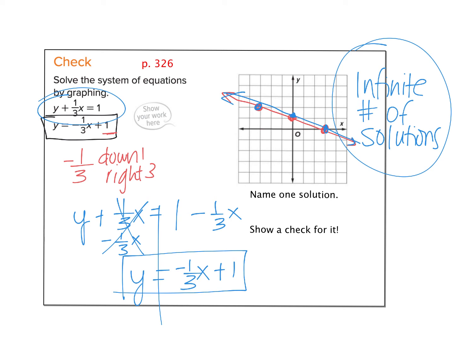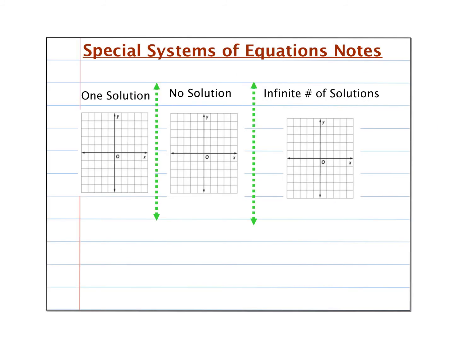That's what we would write down. Now, if I asked you to name one solution, I could say, okay, this point right here, that's (0, 1). That's a solution. Or this point right here, that's (3, 0). Those would be all solutions. I'm not going to have you check it. We'll do that Monday when I'm back.